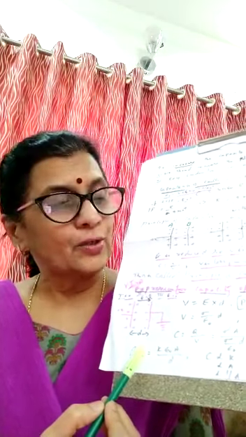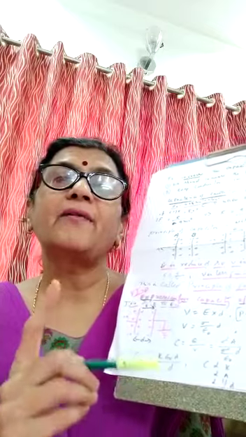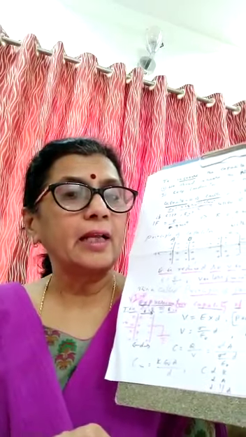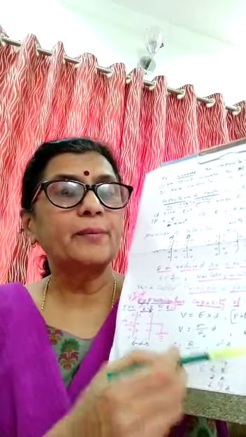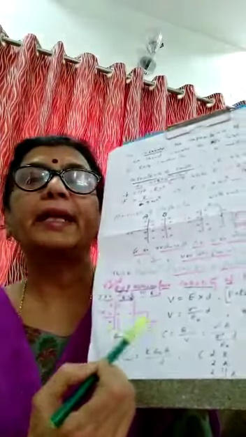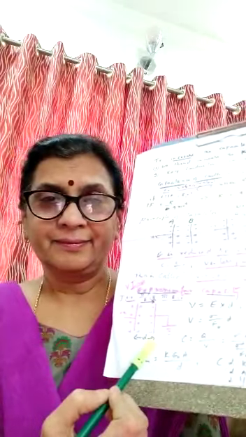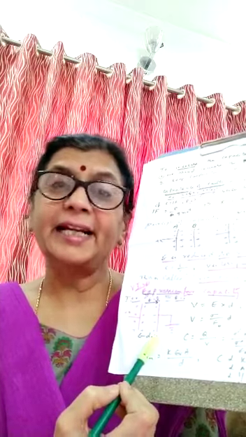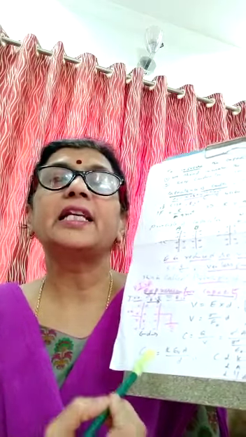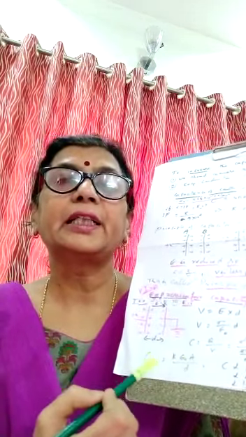Is it clear? So, on what factors does it depend? Number 1, directly proportional to the area. Number 2, directly proportional to the dielectric constant of the medium filled between the two plates, a dielectric medium having a high dielectric constant. Number 3, inversely proportional to the distance between the two plates.